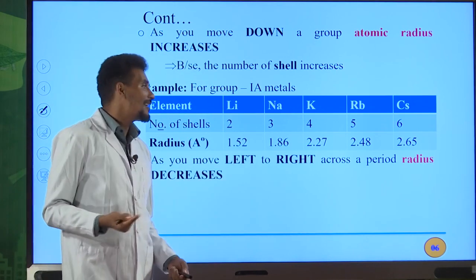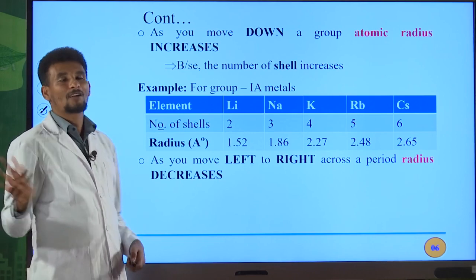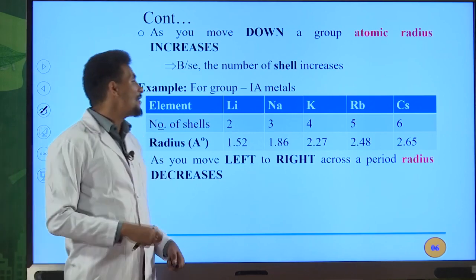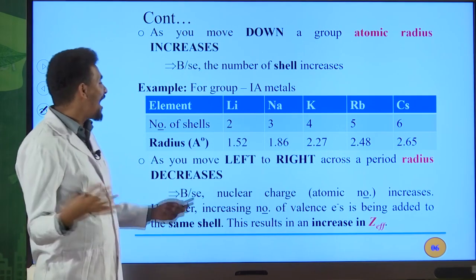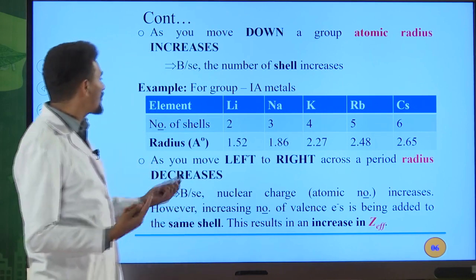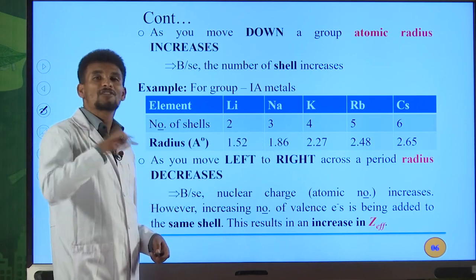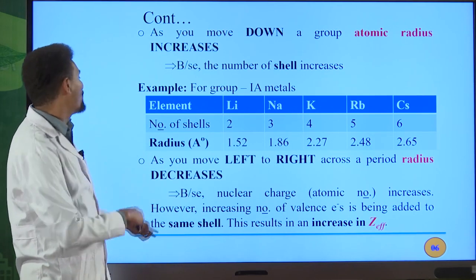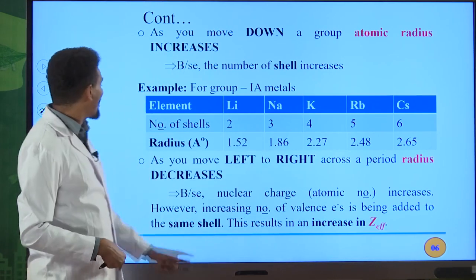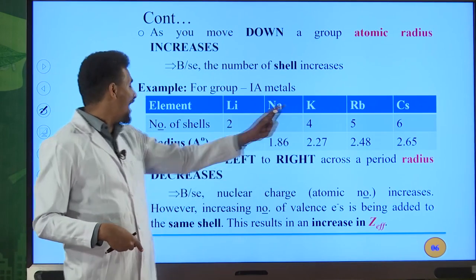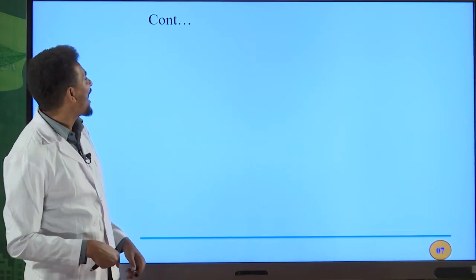As you move left to right across the period, radius decreases. Why? Because the shell is the same for all elements in the same period. However, extra electrons are added to the shell, and those electrons are directly attracted by the positive charge of the nucleus. Because of this attraction, the atomic radius of these elements decreases across the period from left to right. Effective nuclear charge also increases. Therefore, an increasing number of valence electrons is being added to the same shell, and this reduces the radius of these elements.